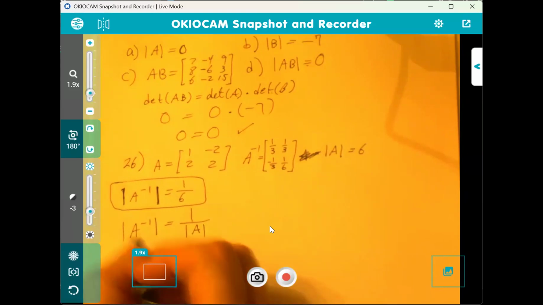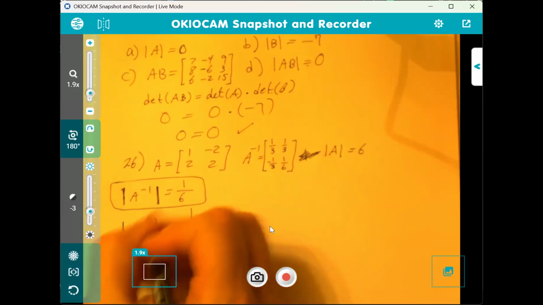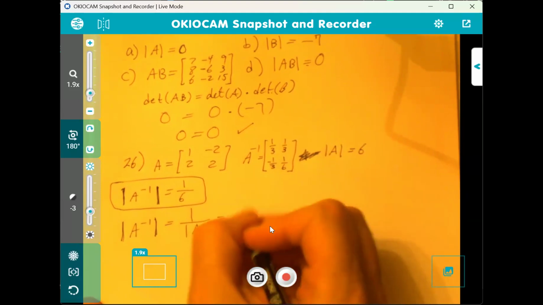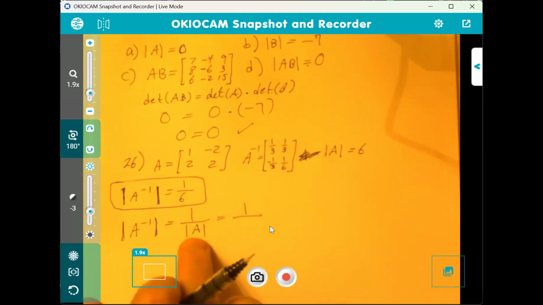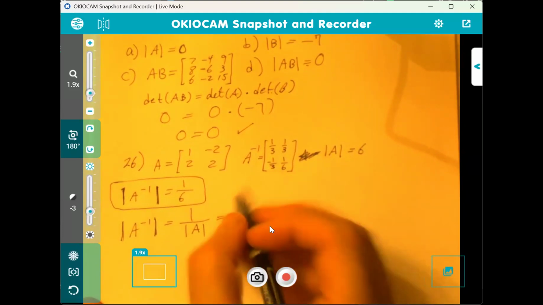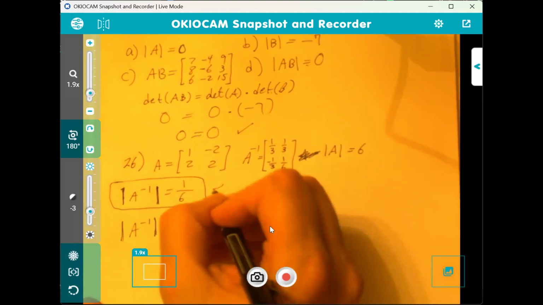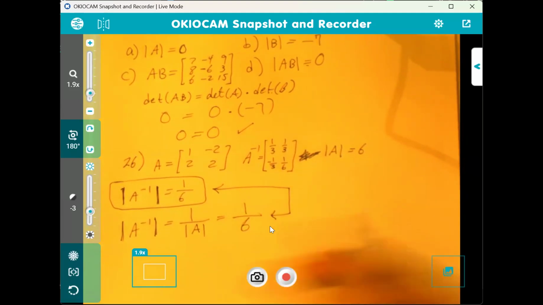And then it says verify the theorem. We didn't have to do it this way. It says use 1 over the determinant of A. Determinant of A is 6. And there you go, you get the exact same match. So that's all you have to do on this one.